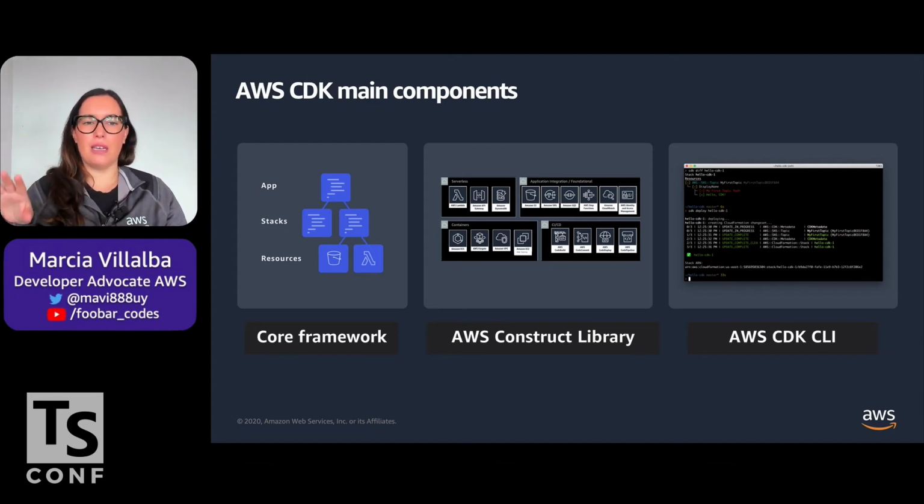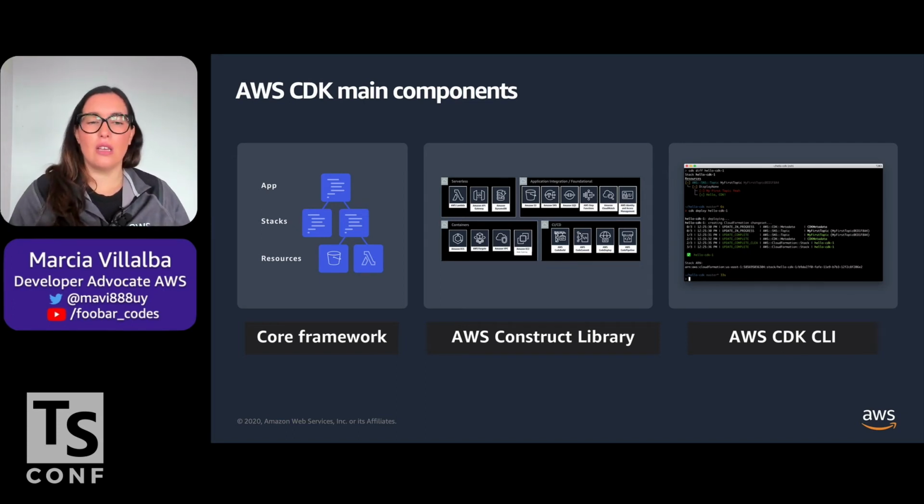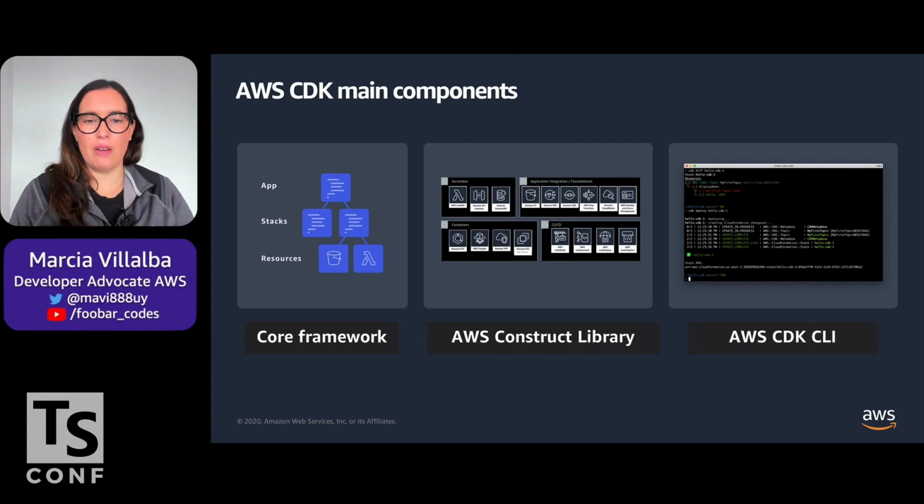And then inside the application, you can have multiple stacks. These are deployed independently. These are stacks of resources, and these stacks of resources can have multiple resources that belong, for example, to the same microservice. You can have 1 stack, 2 stacks, as many as you need. So you can build your whole application inside this CDK application. Then we have a construct library.